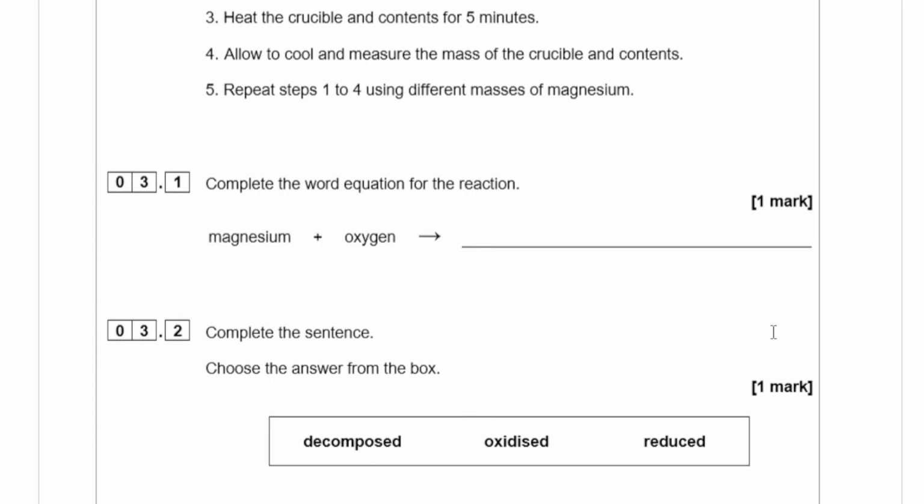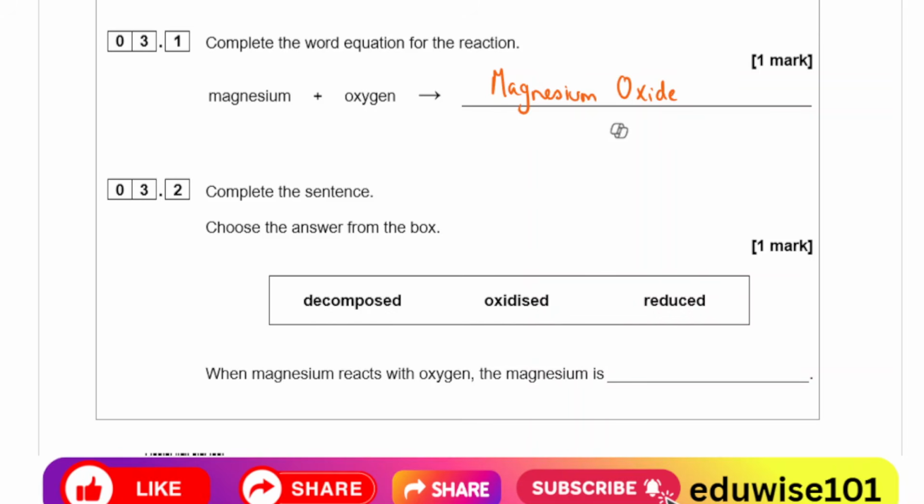Complete the word equation for the reaction. Magnesium plus oxygen will give you magnesium oxide. Complete the sentence. When magnesium reacts with oxygen, magnesium is oxidized, meaning oxygen is being added.